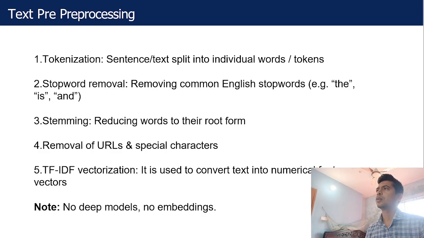I have already described here what every step means. Tokenization means if we are given a sentence, we will split it into words, individual words or tokens. Stop words are common English words like is, the, and. If we find these words, we will remove them. Stemming is reducing words to their root form, and we will remove URLs and special characters.